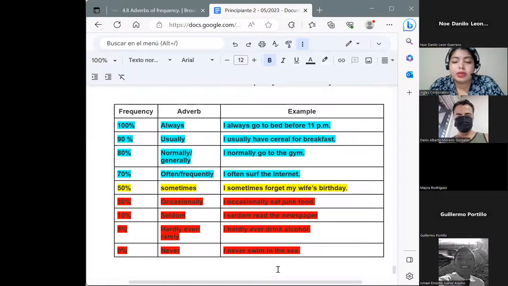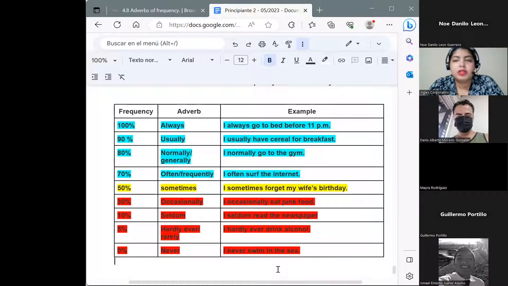Ocasionalmente como comida chatarra, ¿verdad? That is like a negative connotation because we are not doing it all the time. Sabemos que no es algo recomendable, ¿verdad? Comer este tipo de fast food, pero estamos hablando más que todo del adverb, no de la acción en sí.